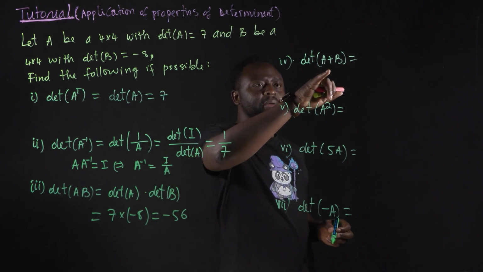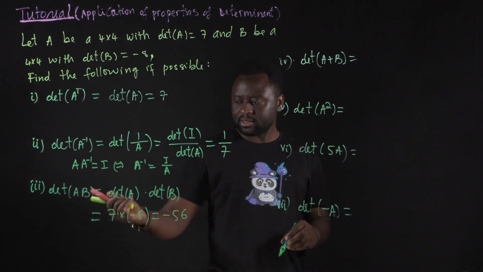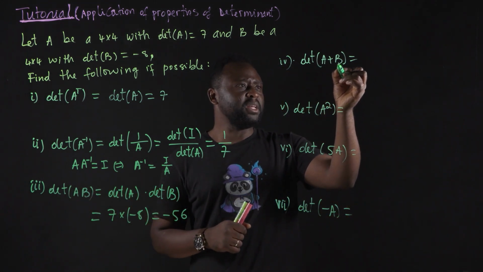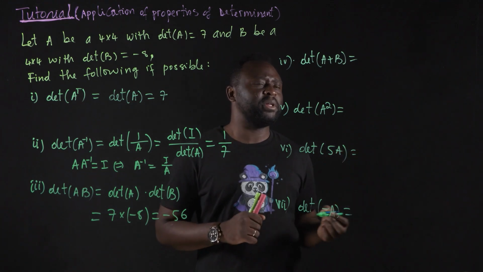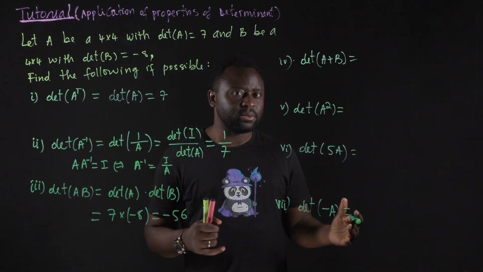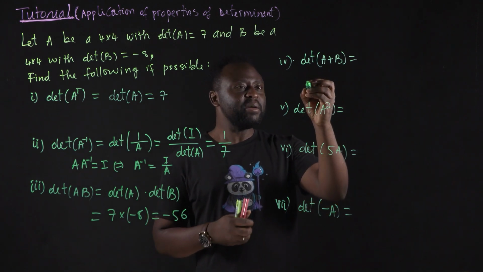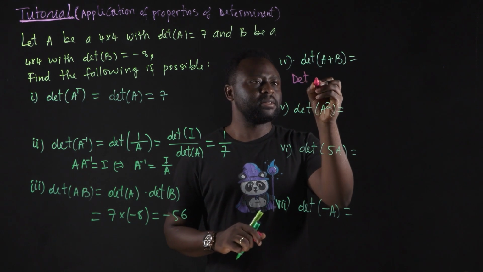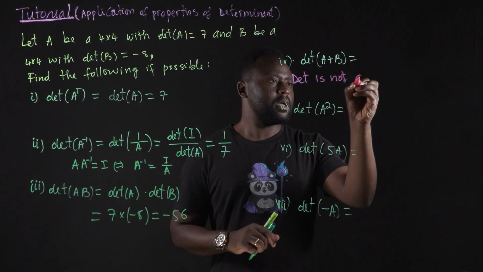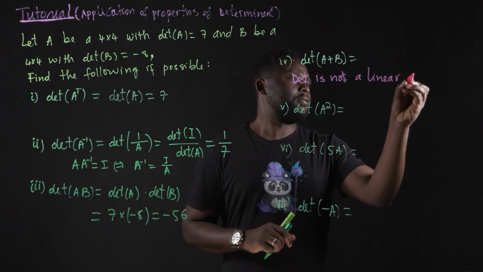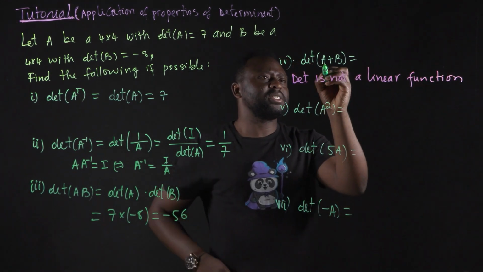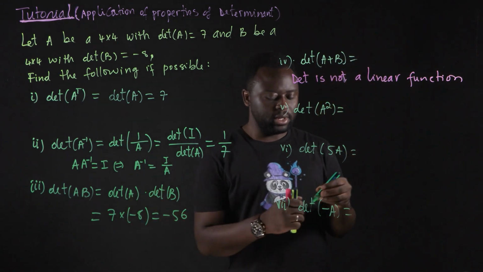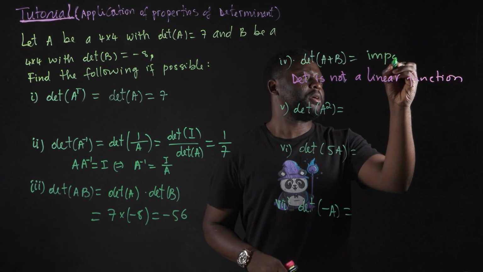So let's look at this one. The determinant of A plus B, is it possible? Because here we have the determinant of A times B. Can we say that the determinant of A plus B is equal to the determinant of A plus the determinant of B? Can we say that? I don't think so. It's not possible, right? So we say that the determinant is not a linear function. Because we can't say that the determinant of A plus B is equal to the determinant of A plus the determinant of B. In this case, we say this is impossible.